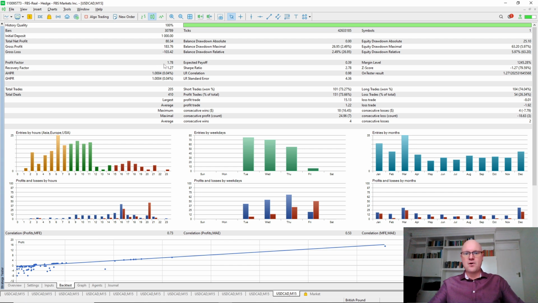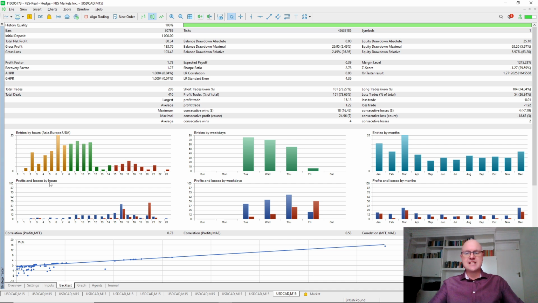So the total net profit over the period was $80 with a maximum equity drawdown of $63.20, giving us a profit factor above 1.2. It also had a high win rate at 73%.